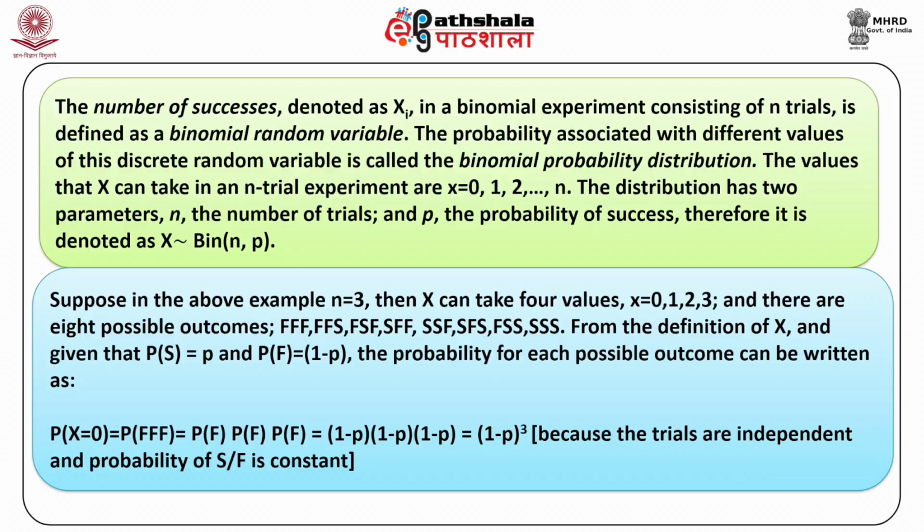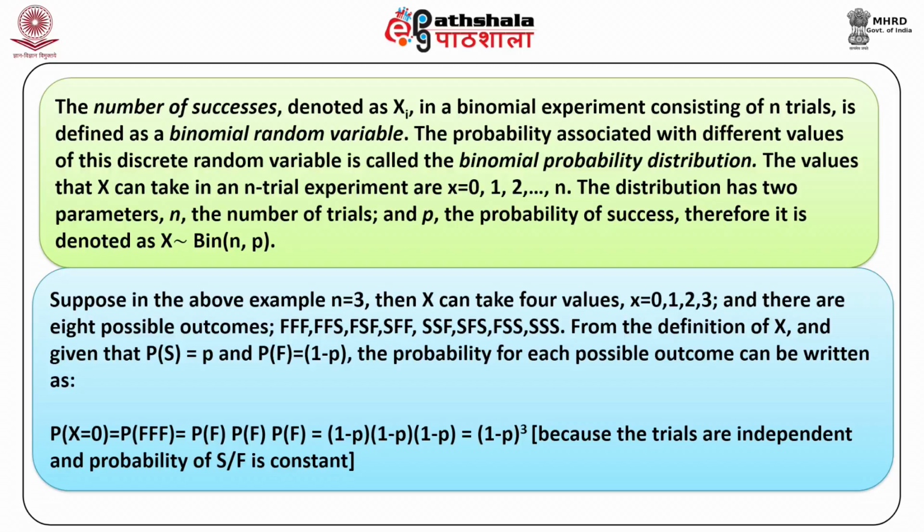From the definition of x, and given that probability of S is equal to P and probability of F is equal to 1 minus P, the probability for each possible outcome can be written as probability of x equal to 0 is equal to probability of FFF, which is equal to probability of F times probability of F times probability of F, because please remember each outcome is independent of each other. Therefore it is equal to 1 minus P times 1 minus P times 1 minus P, hence is equal to (1 minus P) to the power 3, or (1 minus P) cubed.